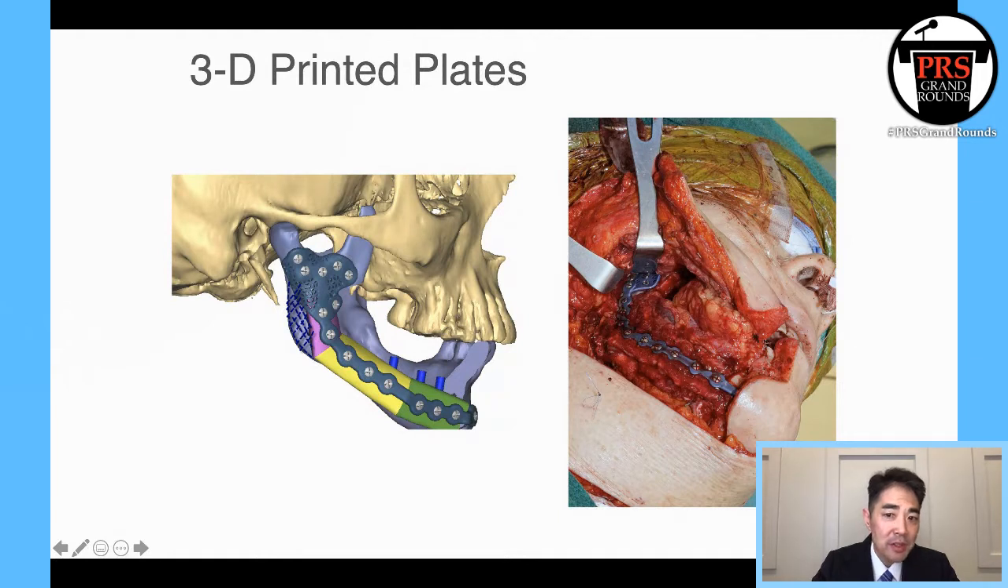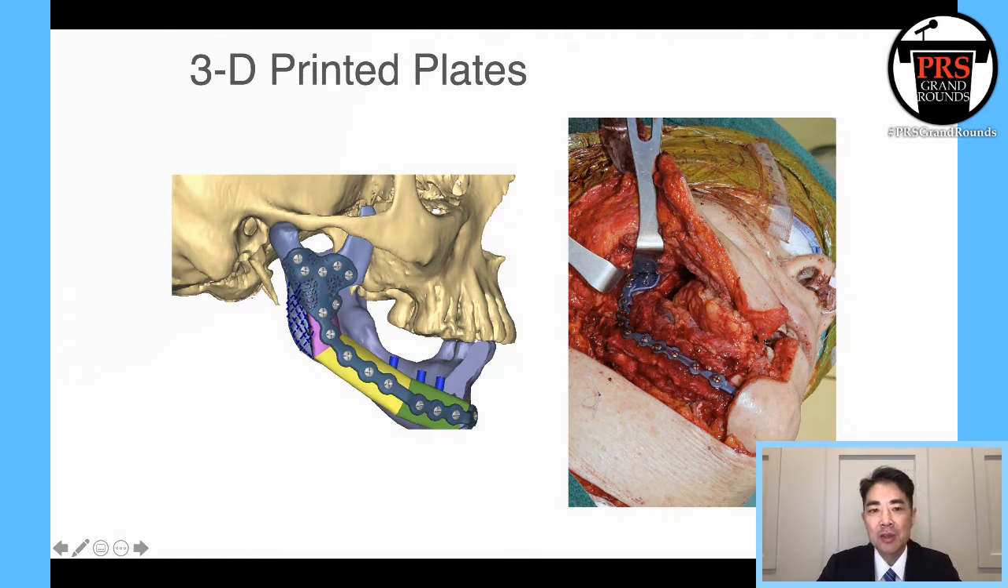And what this has allowed us to do is to really have more freedom with the design of our hardware. And you can see here that this is done with a very high resection on the patient's right ramus, almost to the condylar neck and the coronoid process. But I was able to design titanium hardware that wraps around the remnant of the condyle. Normally, if we had used a regular plate, we'd probably only get one, maybe two screws on there. But because we can design the plate in any way we want, I was able to get five screws on there. That's a very stable fixation.